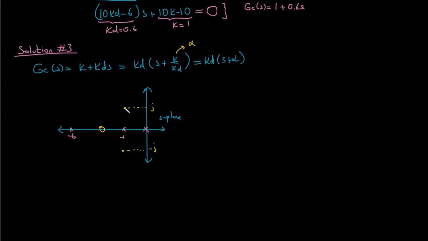So if a point on the S-plane is included in the root locus, then it should satisfy two conditions, angle condition and the magnitude condition. So let's try to write down the angle condition for this point over here, okay? So I will try to plot those vectors. So this is the s plus alpha. And I'm going to inspect those angles, right?